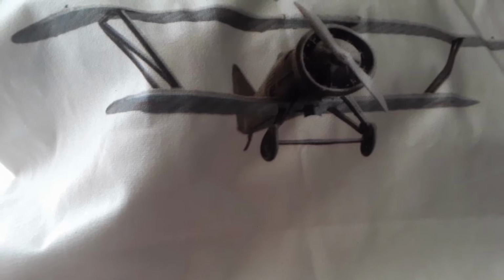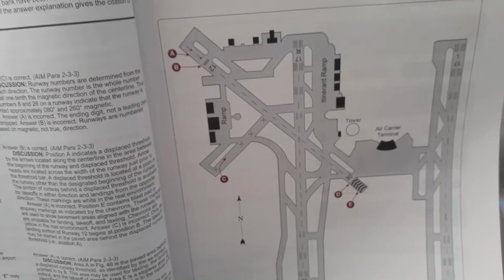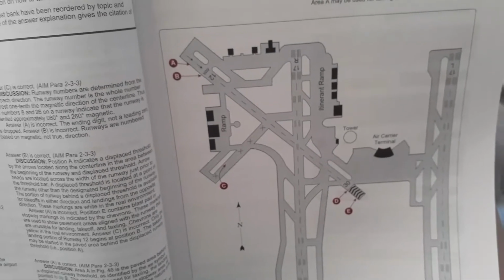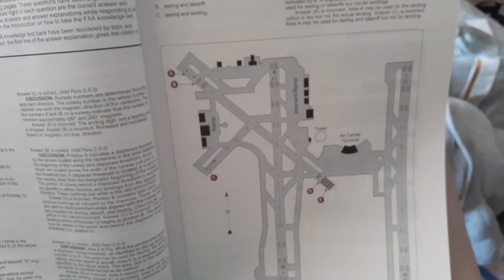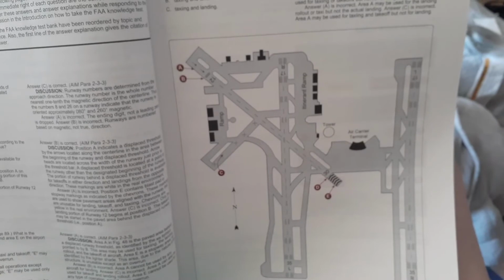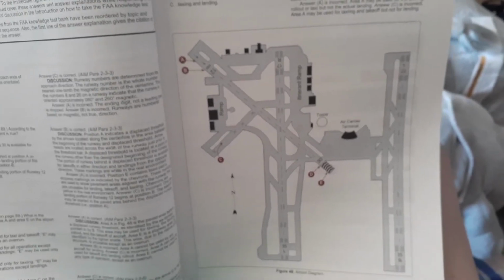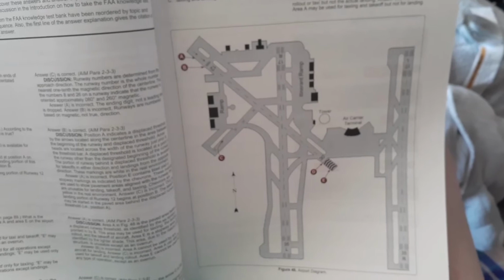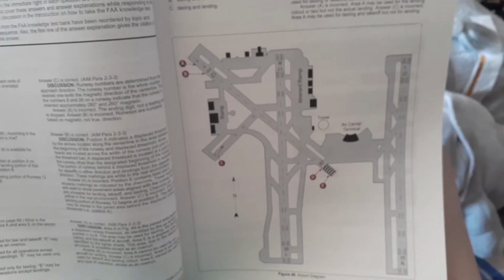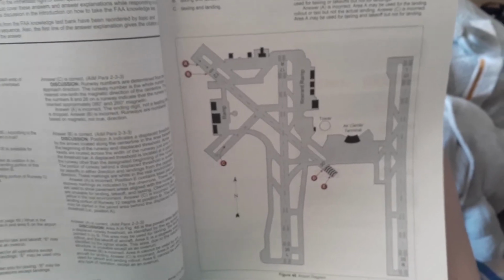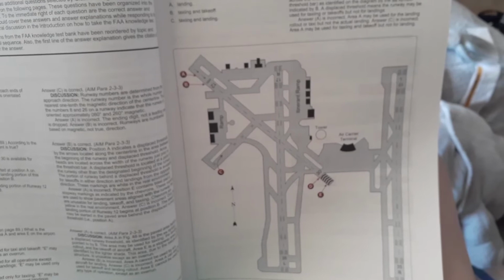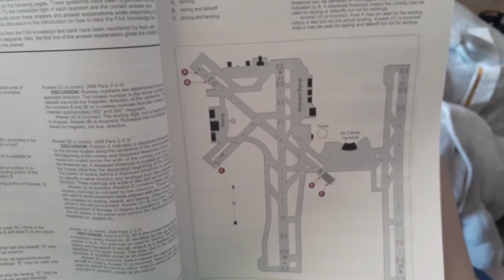Okay, question 3. Back to the figure diagram. Refer to figure 48 on page 89. What is the difference between the area A and area E on the airport depicted? A, A may be used for taxi and takeoff, and E may be used only as an overrun. B, A may be used for all operations except heavy aircraft landings. E may be used only as an overrun. Or C, A may be used only for taxiing. E may be used for all operations except landings.